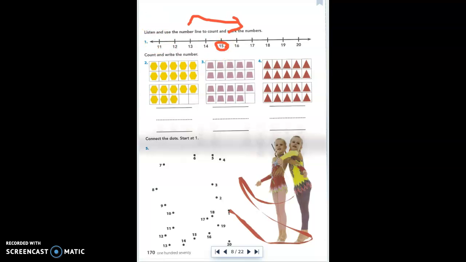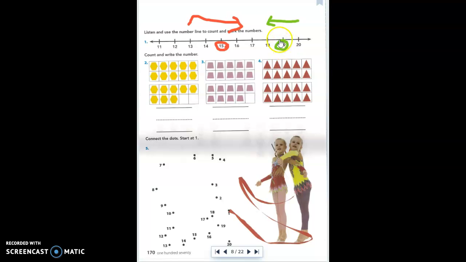Now they want me to get my green crayon, so I need to switch to green. This time, they want me to circle the number that comes before 20. If I'm going to the number that comes before, this time I'm going this direction, towards the left. So the number that comes before 20 on a number line would be 19. Remember, I'm starting at 20 and going to the left, the number that comes before.